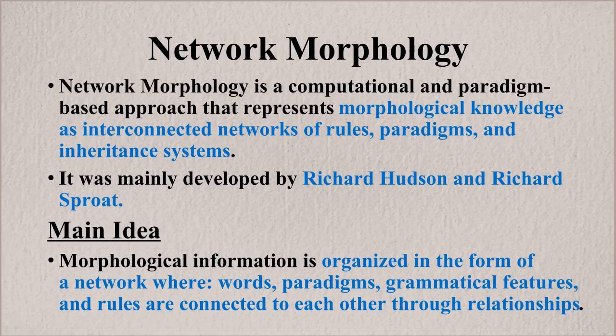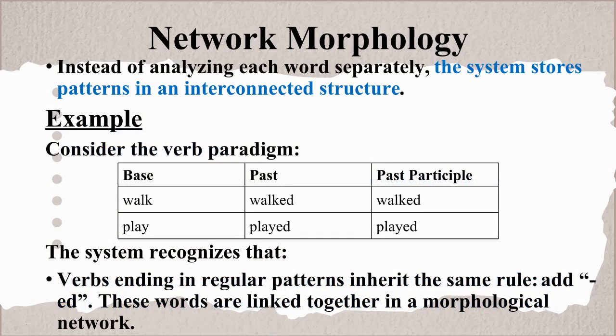Network morphology is a computational and paradigm-based approach that represents morphological knowledge as interconnected networks of rules, paradigms, and inheritance systems. It was mainly developed by Richard Hudson and Richard Sproat. The main idea of this approach is to organize the morphological information in the form of a network where words, paradigms, grammatical features, and rules are connected to each other through relationships. Instead of analyzing each word separately, the system stores patterns in an interconnected structure.